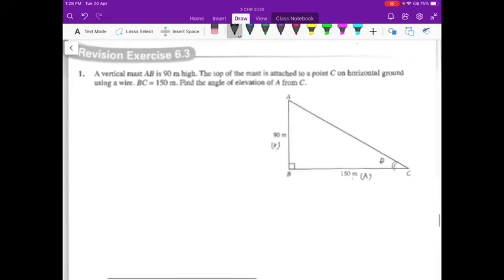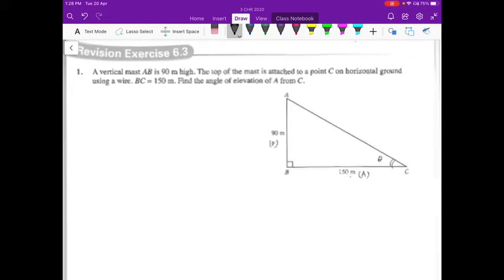Okay, next one. Final part on chapter revision exercise 6. So a vertical mast, AB, 90 meters high. The top is attached to a point C. You see a wire, BC 150, find the angle of elevation. Okay, Ahmad, I taught you about angle of elevation, right? Can you identify where the angle of elevation is?